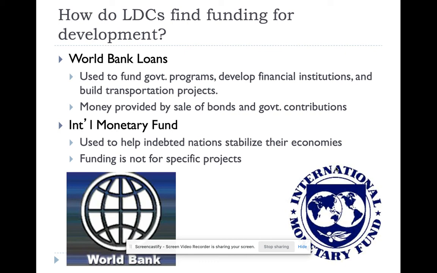So they're project based, right? Whereas the IMF is money based. It's loan based to kind of stabilize economies, and it's more we need money because we're broke, as opposed to we need money with the World Bank. We need money to fund this project. Right. So it's not as specific in an IMF loan. So there are two ways to do that.